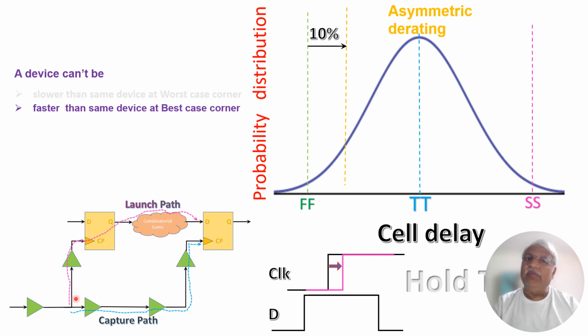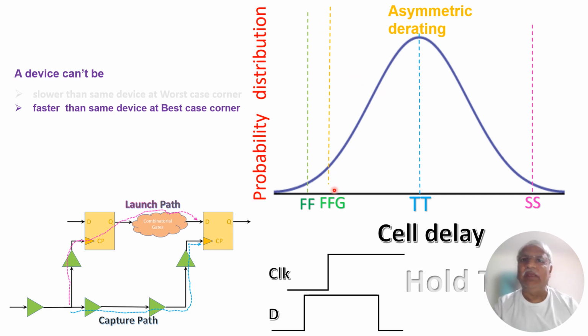So applying derates only to one of the launch or capture paths is not the best way. So what we do is we will move out of asymmetric derating. Asymmetric derating will work properly with the performance corners, FF corners or SS corners. However, they will lead to slightly higher area or higher power consumption. So we will use the global corners. With these global corners, we can have symmetrical derating.